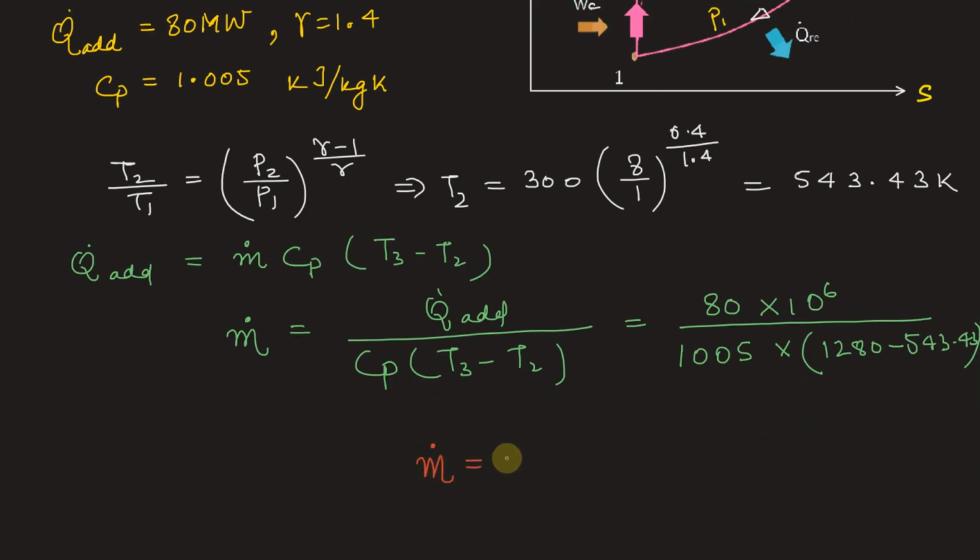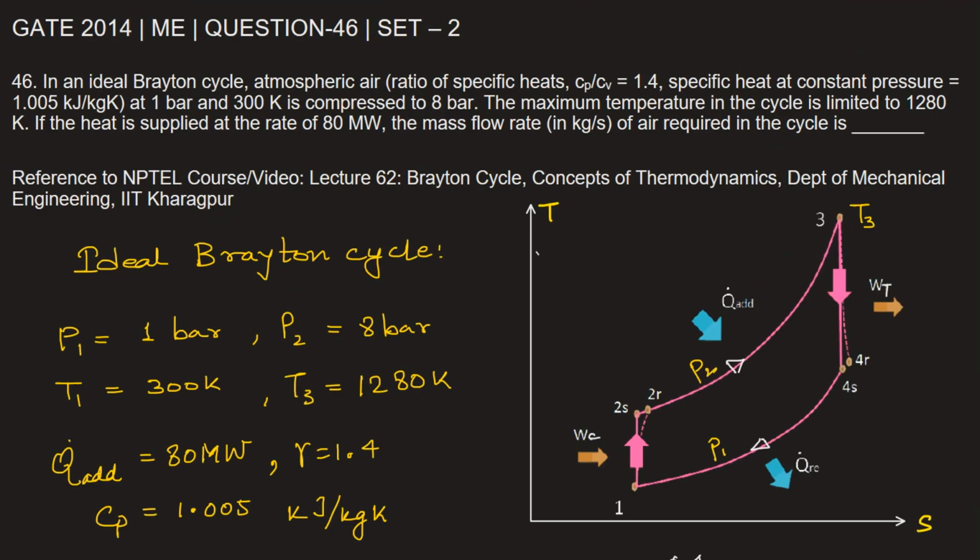Using a digital calculator we can get this value. The mass flow rate will be 108.07 kilogram per second. Now let's fill in the blank. So the mass flow rate of air required in the cycle is 108.07 kilogram per second.